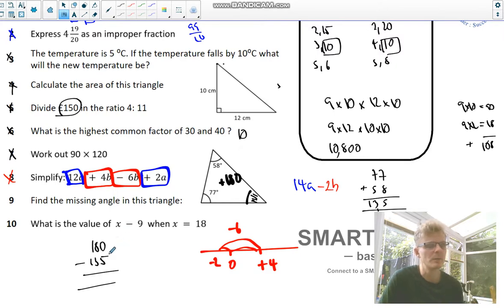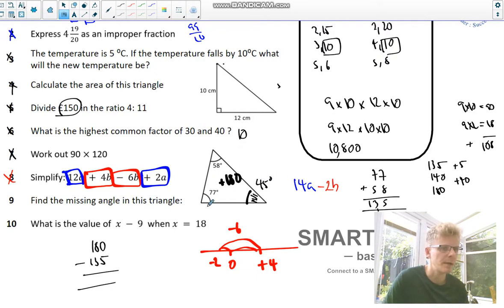I would add on. So I'd say, what do I need to add on to 135 to get to 180? So I would say add 5 gets me to 140, and then add 40 gets me up to my 180. So I can see that I have to add on 45 degrees. So that must be the size of my angle. But if we're going to do it this way, let's borrow from our 8. So we have 10 take away 5 is 5, 7 take away 3 is 4, and 1 take away 1 is nothing. So there we go, we get our 45 degrees.